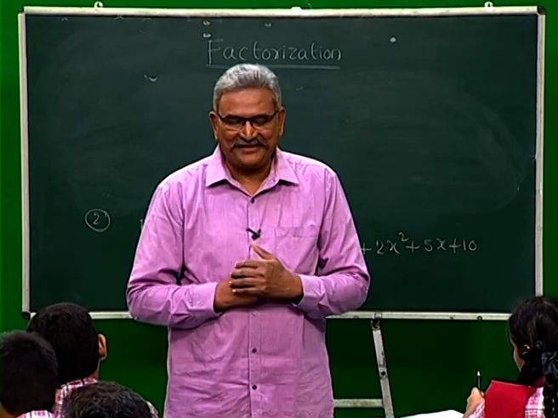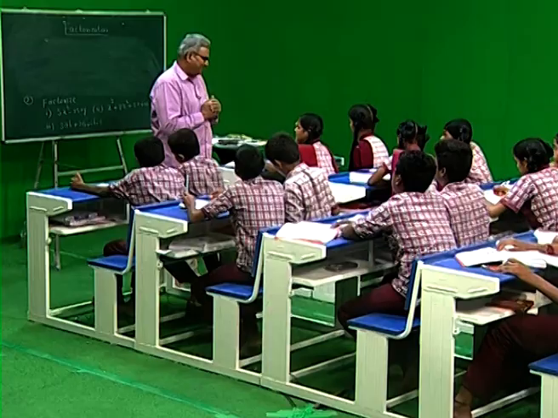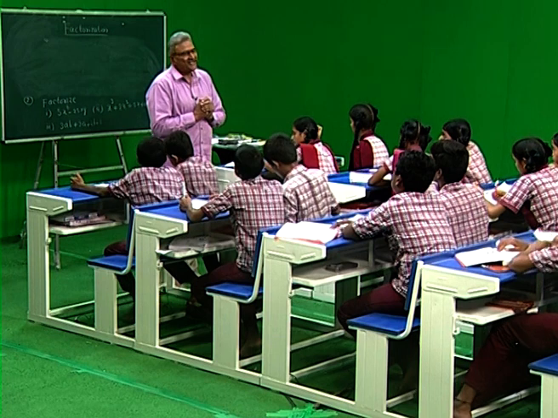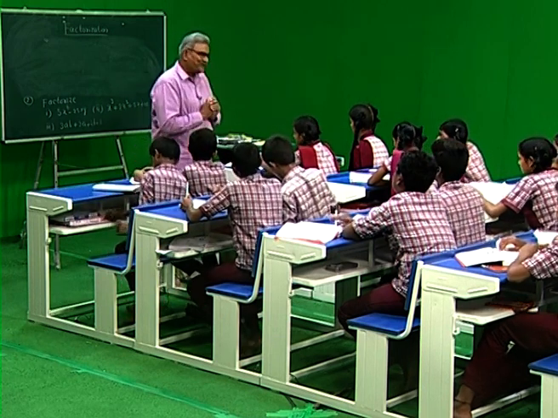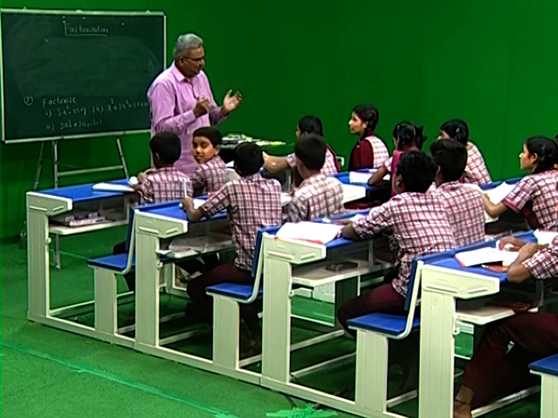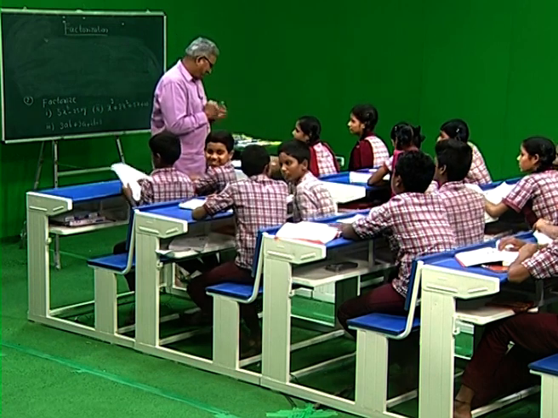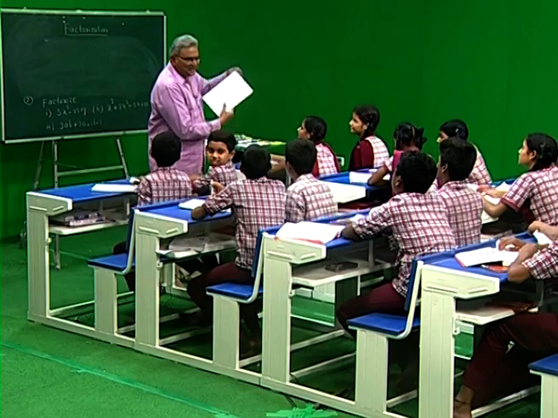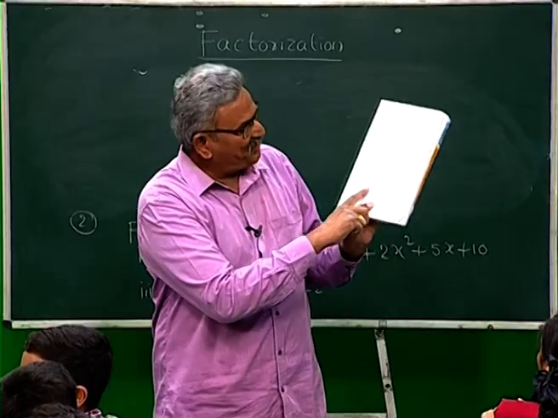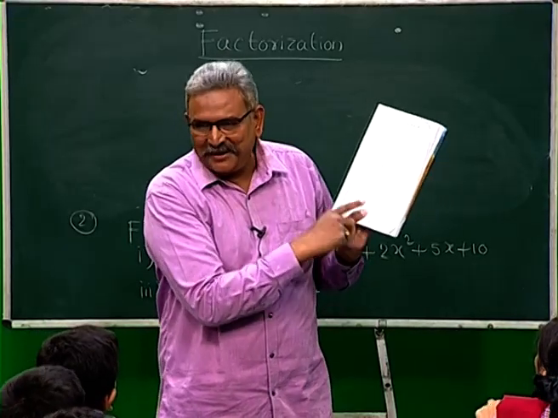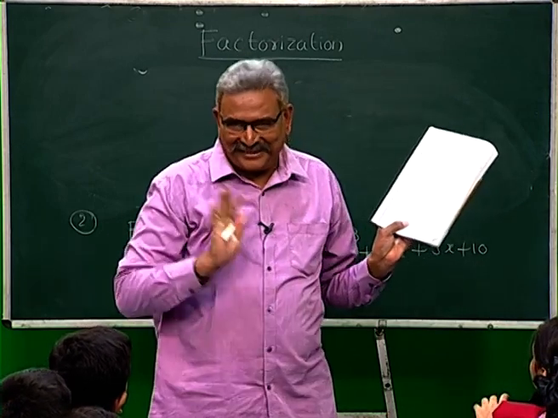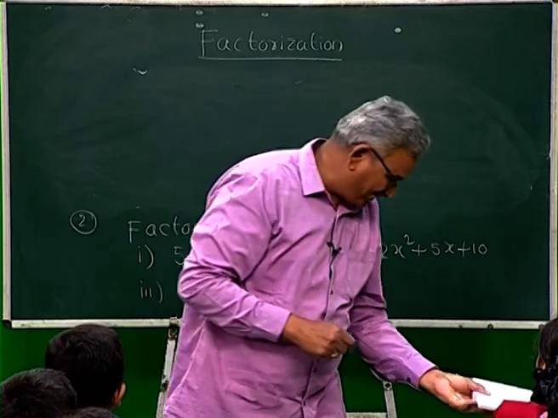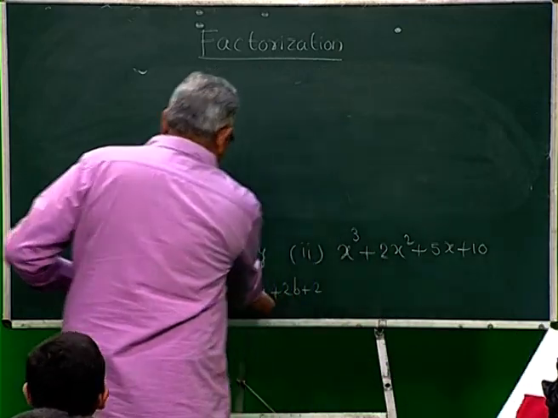Same answer, whether... how do you check it now? How will you check whether the answer you got is correct? Think, and tell me. Simple: you already have b plus 1 into 3a plus 2. Multiply them, and you need to get the same answer. Let us check one more. How to check? What is the last answer now?